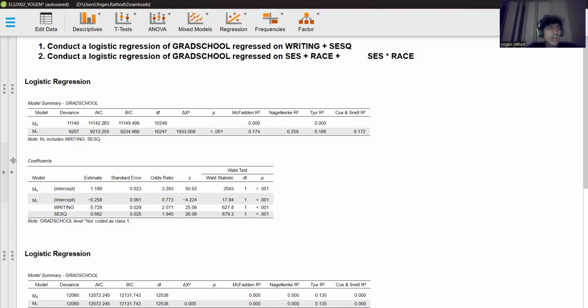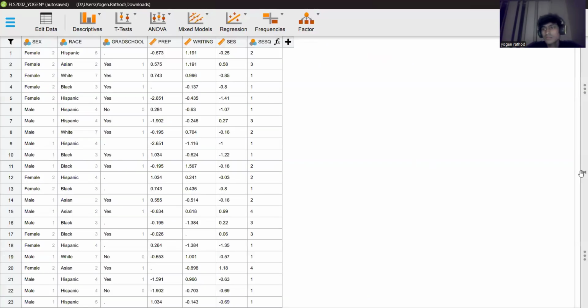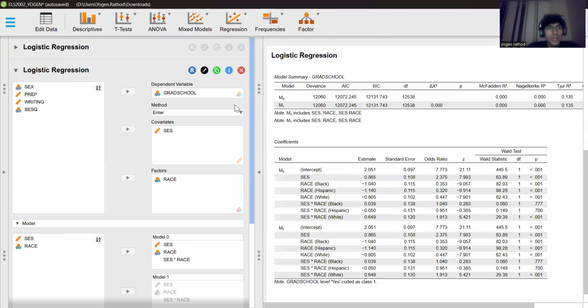One more thing, like you mentioned, I've used the enter method in both questions because it is the standard approach for testing a specific hypothesis, where all the chosen variables are entered into the model simultaneously, allowing us to see the unique contribution of each predictor while controlling for the others. So this was the analysis I got for the assignment.